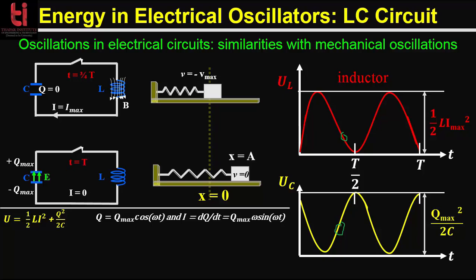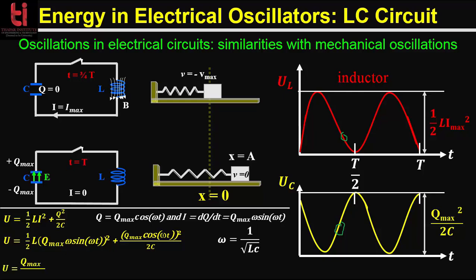So now if you replace q and i in this equation of the total energy, you can get that U is equal to half L into (Q max into omega sine omega t) whole square plus (Q max cos omega t) whole square by 2C, and you know that omega is equal to 1 by root over L into C. So by replacing this omega with 1 by root over L into C, you can get that U, the total energy, will be equal to Q max square divided by 2C into (sine square omega t plus cos square omega t), and you know that sine square omega t plus cos square omega t is equal to 1. So the total energy will be equal to Q max square divided by 2C, so that means the energy is constant.